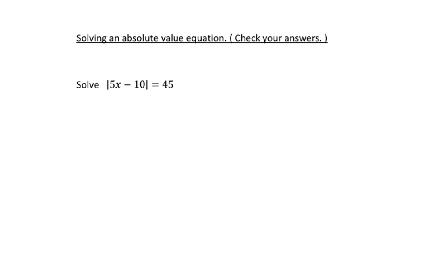All right, we're going to do the same thing on this problem. We're going to split it. 5x minus 10 equals 45. 5x minus 10 equals -45. And we are being told to check our answers. We're going to do that here in just a second. I'm going to add 10.